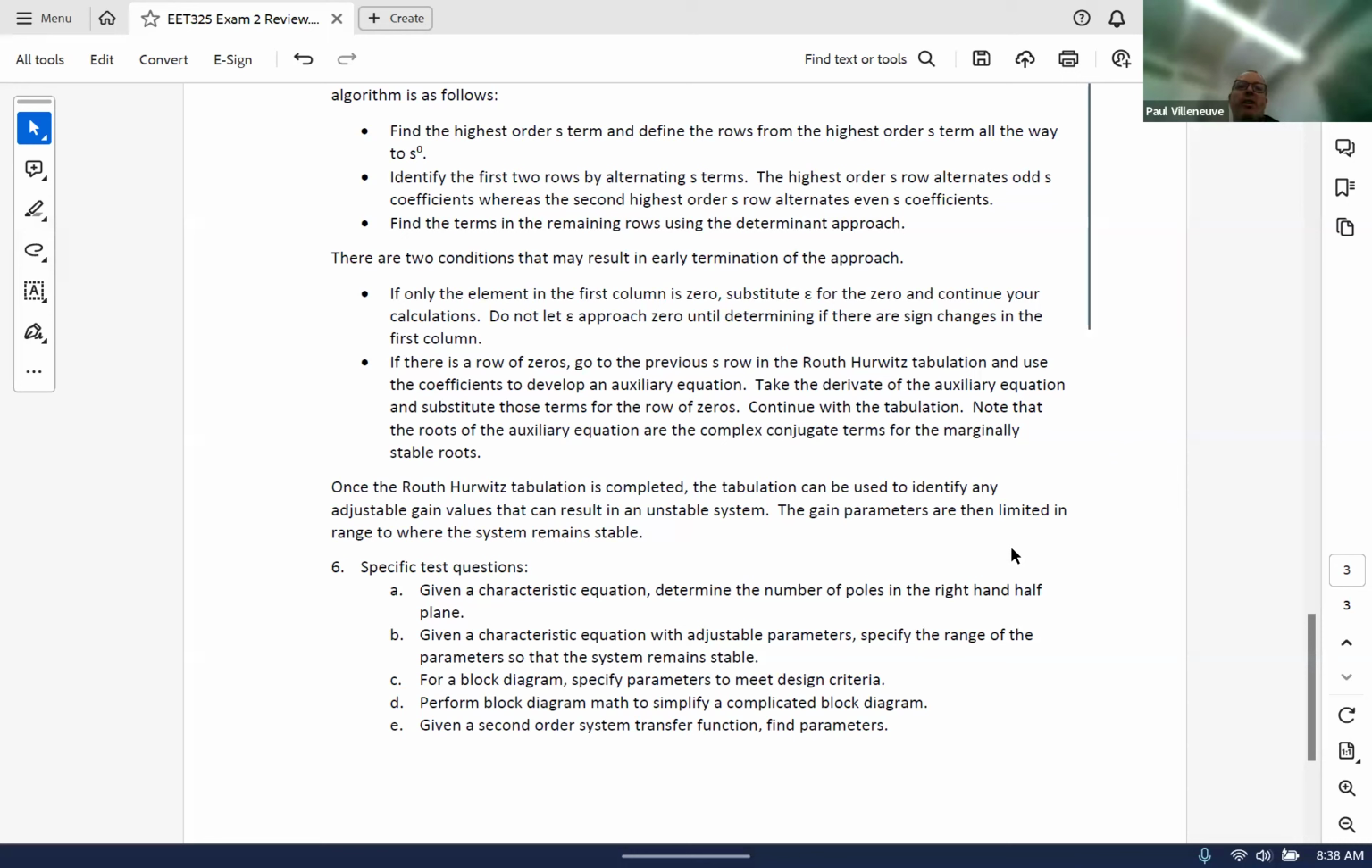The first one, it depends if the problem is written or not. Given a characteristic to determine the number of poles in the right-hand half plane, it's up to you. You can use your calculator or you can just do Routh-Hurwitz. It's totally up to you, unless I say do the Routh-Hurwitz approach.